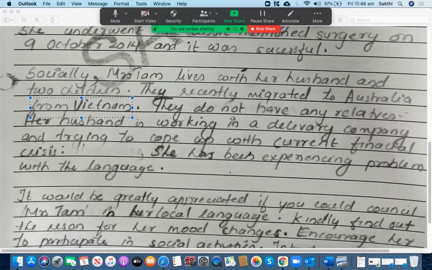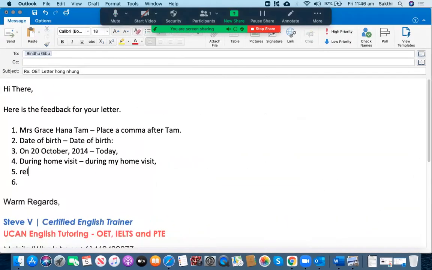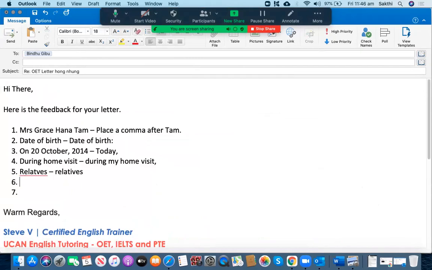All right, good. They do not have any relatives. This is a spelling mistake. There's no I in between. So relatives, that's wrong. She didn't write I in between. It's actually relatives. Okay, let's go to the next one.